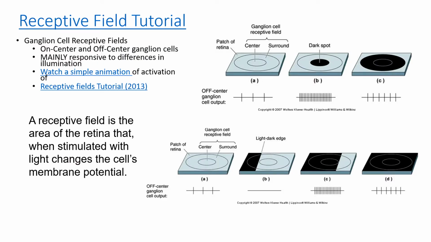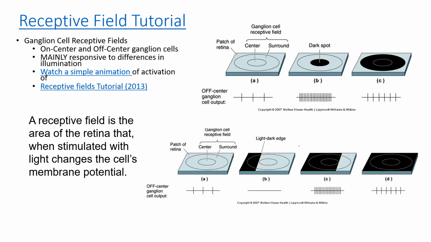So these are ganglion cell receptive fields. There are some tutorials here. If you want to go back and look at the slides later, you can do that. But the idea of an off-center ganglion cell right here: you're in the patch of retina, you're in the receptive field for this particular ganglion cell. It's receiving input from multiple bipolar cells coming onto it.